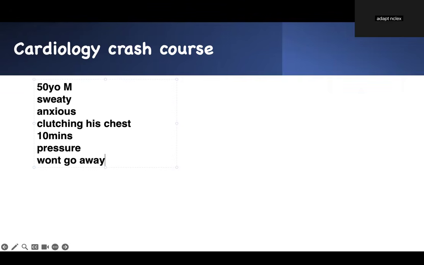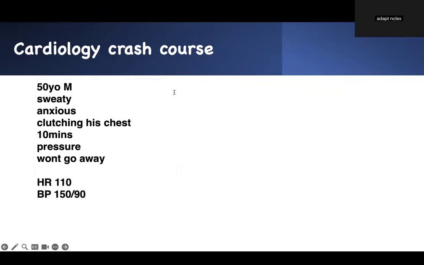What do you think is wrong with this patient? He tells you he has never seen a doctor. And this is what happened to him. What do you think is going on with this patient? What should be your priority? This is the way the NCLEX will present it to you. You look at his heart rate, it is 110, and his blood pressure is very high, 150/90. What is wrong with this patient?